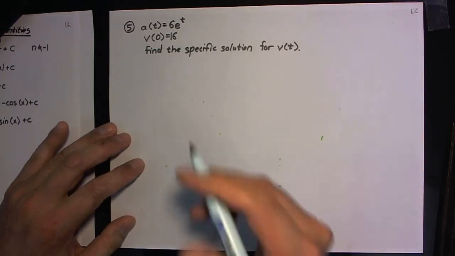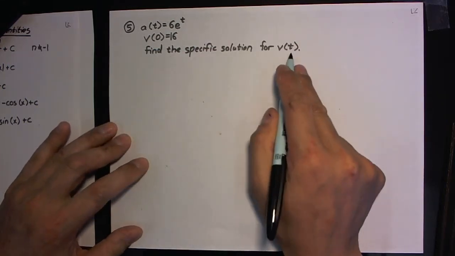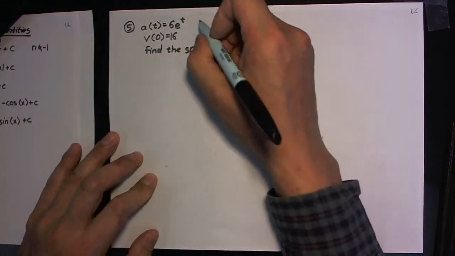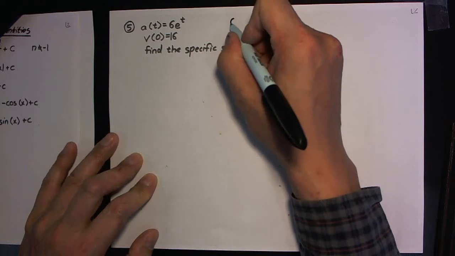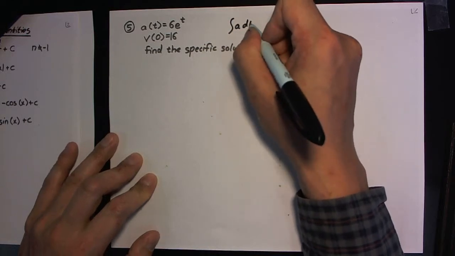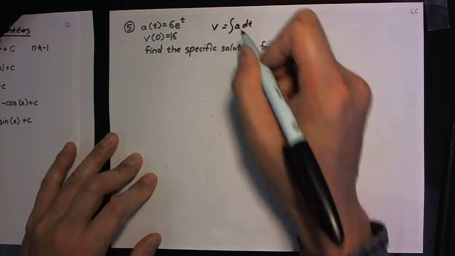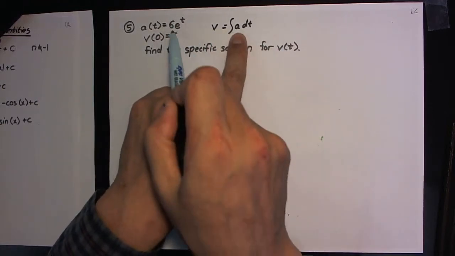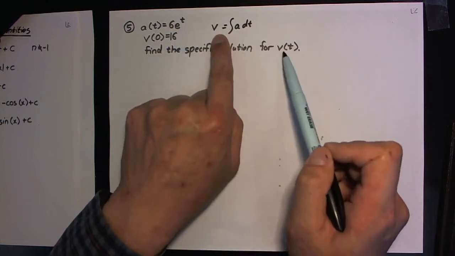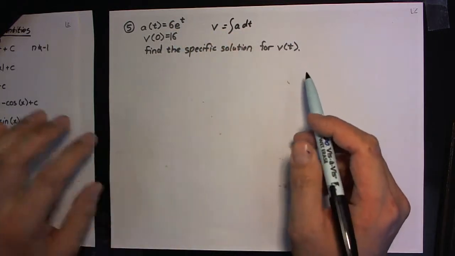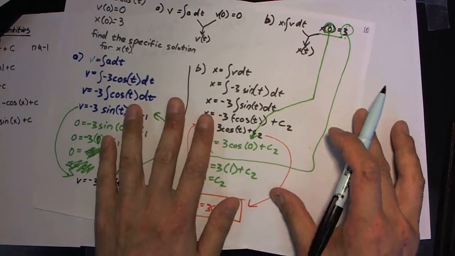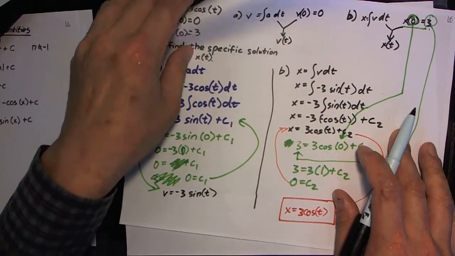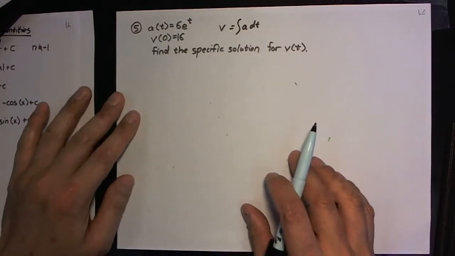We're given acceleration and velocity, and we're asked to find a specific solution for velocity as a function of time. Now, we only need to do one integral in this case, and that is that the integral of acceleration with respect to time is equal to velocity. So this integral alone will take what we start with and give us what we need. The reason we had to do two integrals in the last problem is because we weren't asked for velocity, we were asked for position. That's a little more complicated proposition.